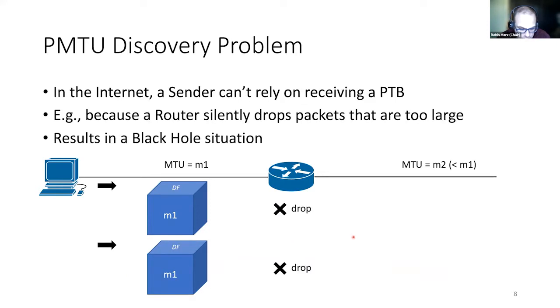But in the current internet, a sender can't rely on receiving a PTB, because routers exist that, for example, silently drop packets that are too large. And this results in a black hole situation where the sender keeps sending packets that are too large, which are dropped silently by the router.